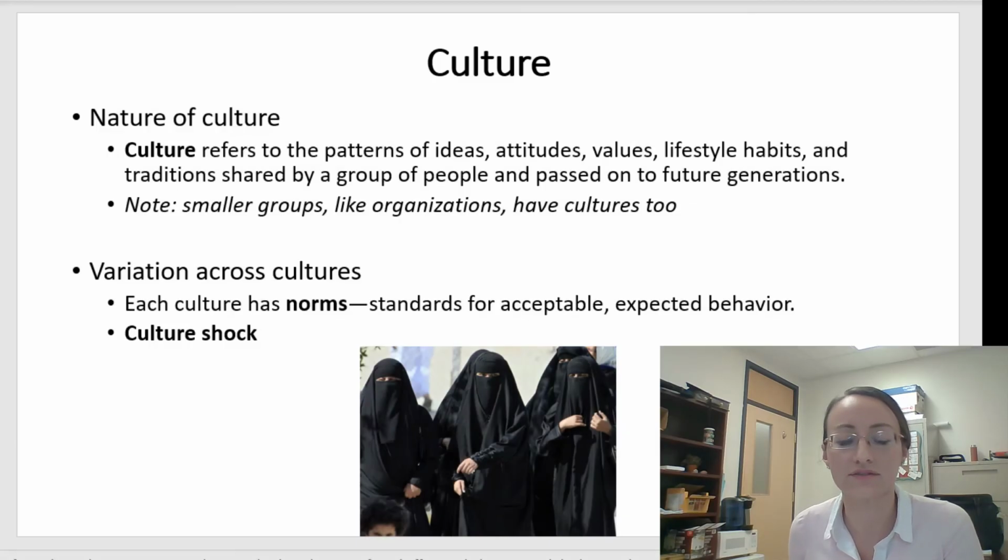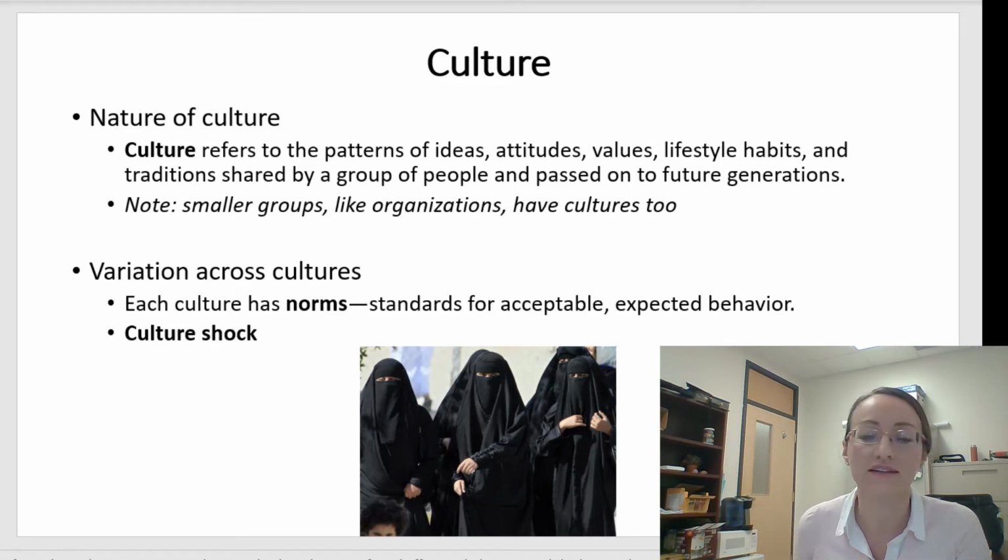The highest level of social organization is culture, and culture has a profound effect on behavior and thinking. Culture refers to the ideas, attitudes, values, lifestyle habits, and traditions that are shared by a group of people, and that is passed on through social learning to future generations. Within a society, there'll be a number of subcultures associated with class, religion, etc. Even organizations and industries have cultures. Entrepreneurs operate within a different workplace culture than academics.